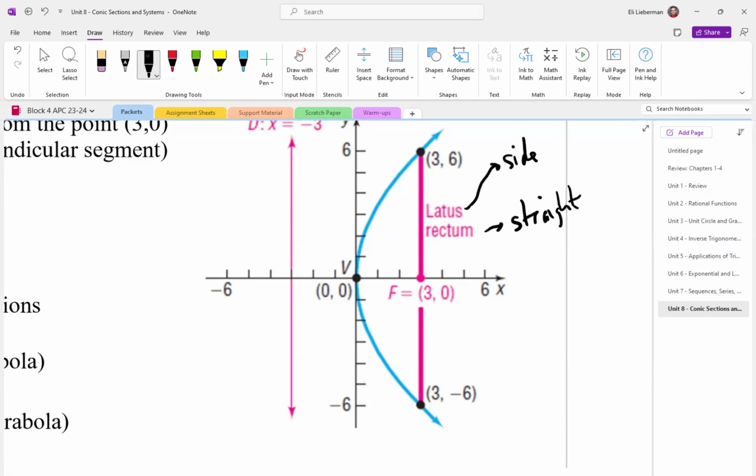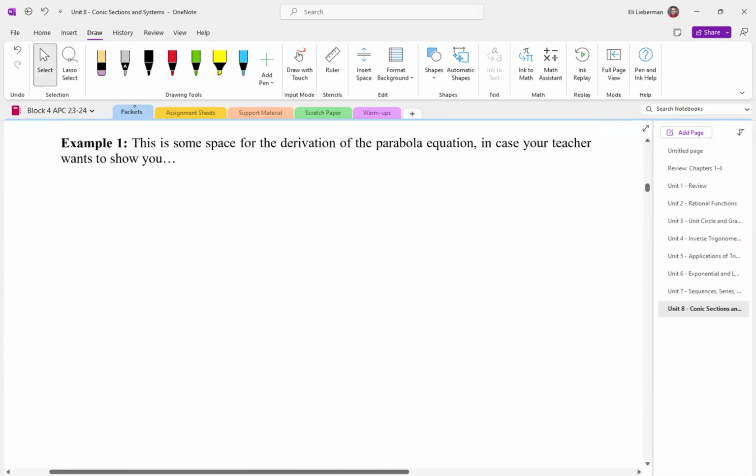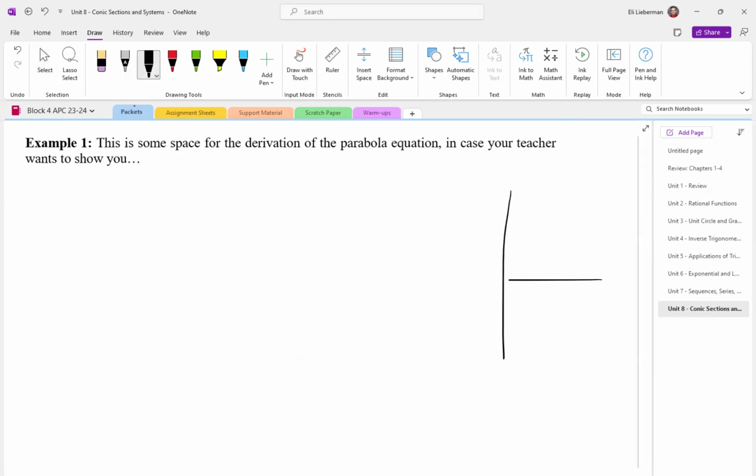But let's talk about the equation. So we do some algebra. Yes, let's do it. I'm going to have you maybe go back to your, no, don't go back to your room. I forgot, there's actually a place to do some work here. Example 1, this is some space for the derivation of the parabola equation in case your teacher wants to show you. I want to show you. I'm going to start with an axis. I know I sneeze when I'm excited about deriving an equation too. So bless you.